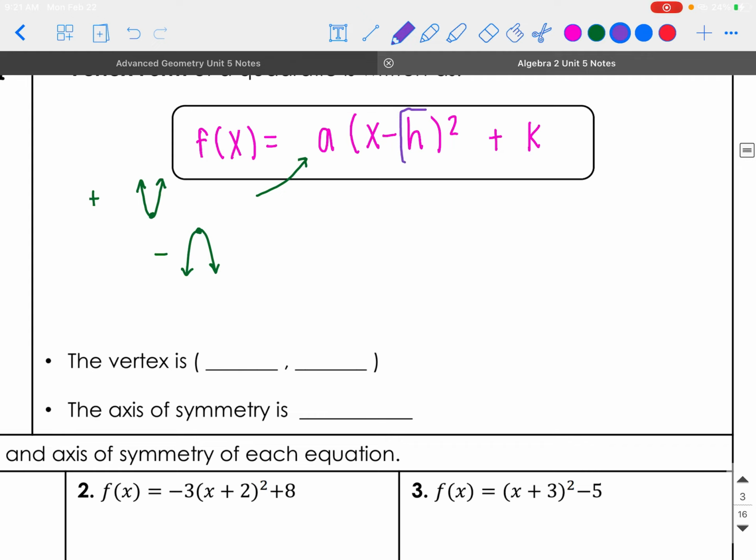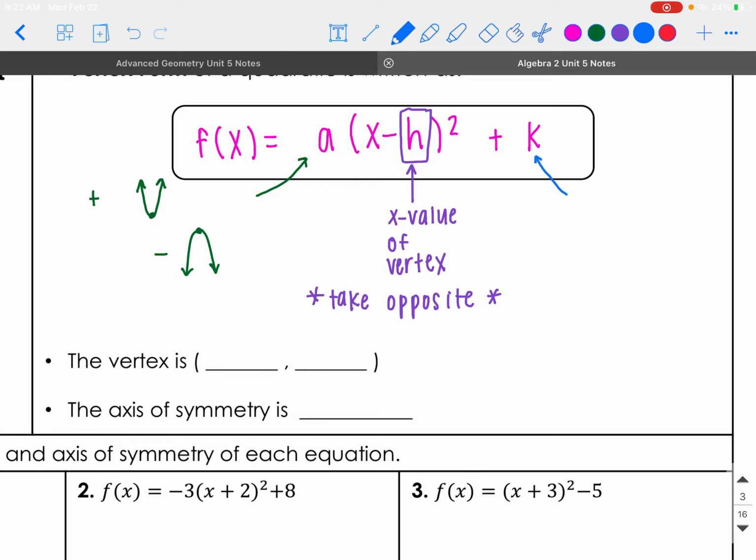Now this number right here, whatever number is in the h spot, that represents the x value of the vertex. Because there's a minus in front of the h, it gets a little confusing. So what you need to remember is that you take the opposite of what's in the parentheses. So if it said like x minus 3, the x value of the vertex would be a positive 3.